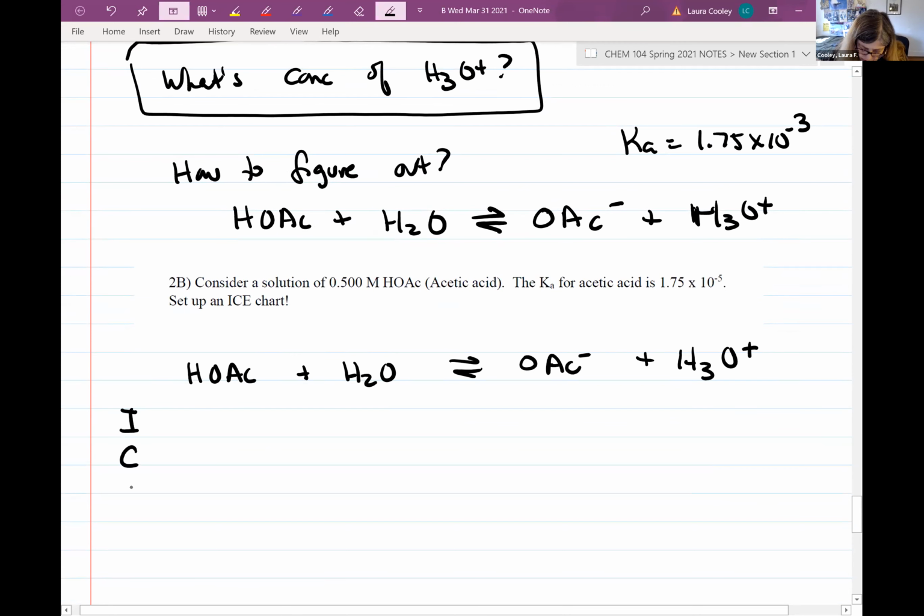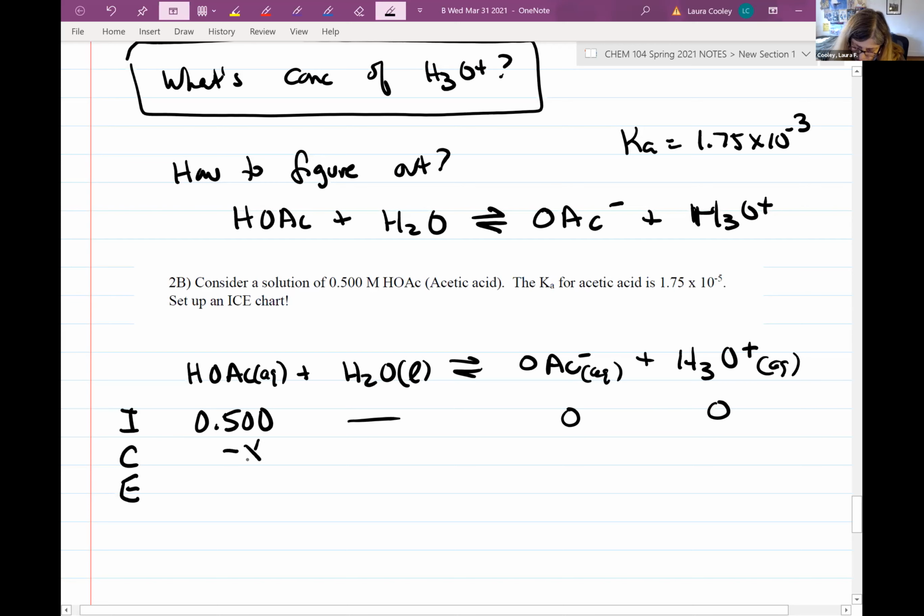So here's an ice chart. Okay, my initial concentration is 0.5 molar, right? Because that's what we're working with here, 0.5 molar. Okay. Liquid, I don't have to put a liquid in the ice chart. And now initially I say, I have no products. Let's say this hasn't happened yet. The dissociation hasn't happened yet. So I set up my ice chart.